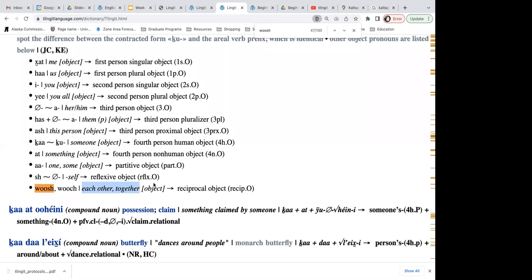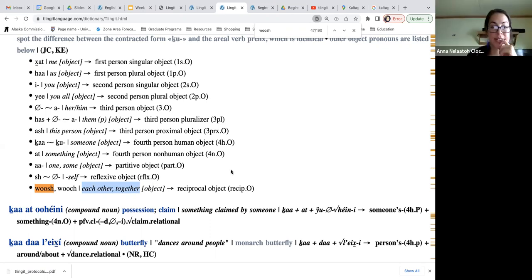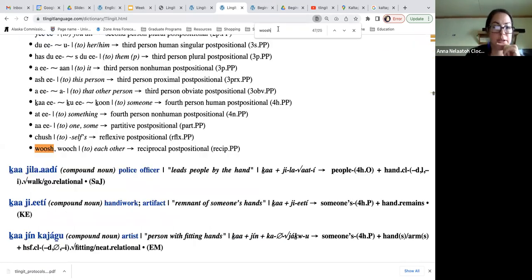Together, more than one kind of collection. Yeah, collection. It's having to do with people together, reciprocating. And I'm gonna see if I can go.